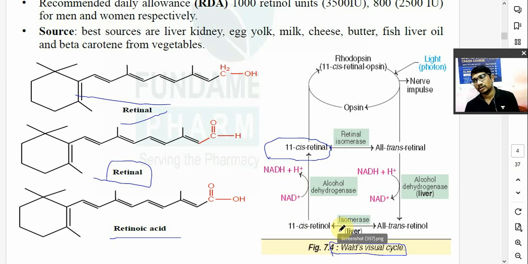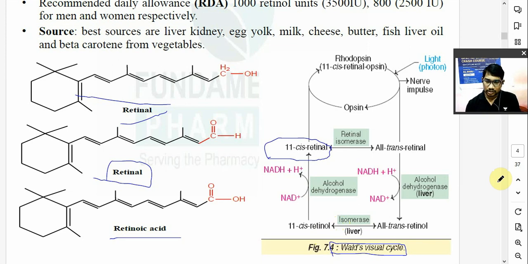Now 11 cis retinal. So it will go in the retina. Retina में होता है एक protein आपका. Retina has one protein known as opsin. Now 11 cis retinal and opsin they will combine to form a rhodopsin. So rhodopsin is nothing but the 11 cis retinal plus opsin. Opsin is a protein. Okay?